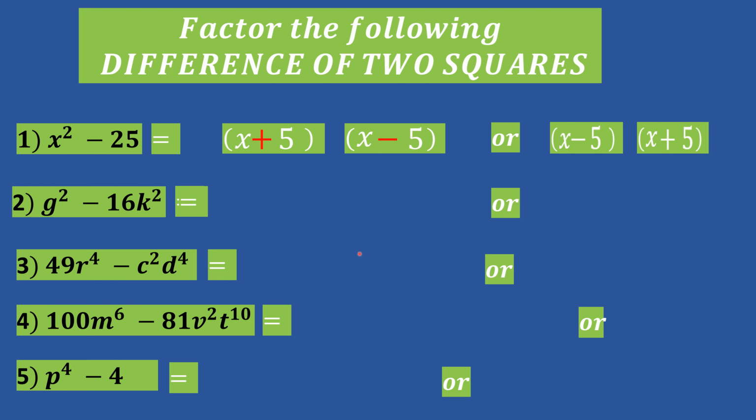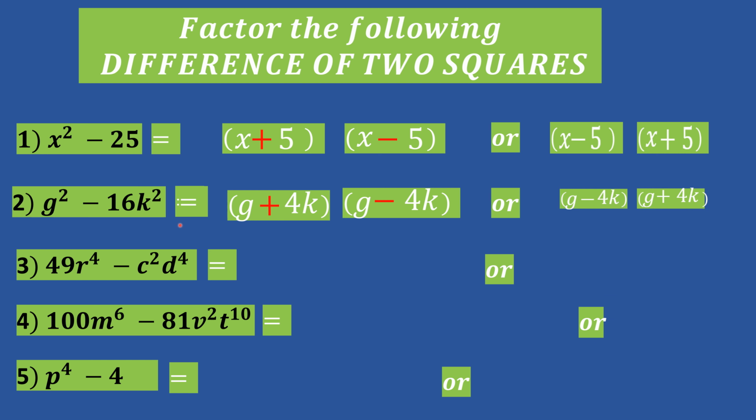You are given g squared minus 16k squared. Having the two sets of parentheses, the square root of g squared is g, while the square root of 16k squared is 4k, and then a plus and a minus. So always a plus and a minus, or we could interchange them.